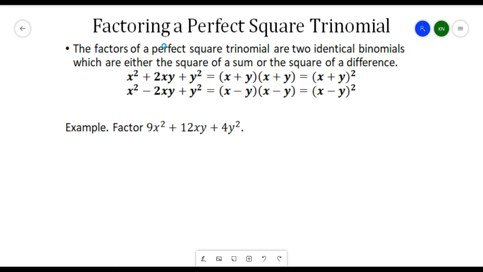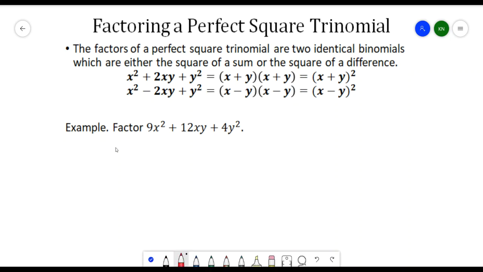So now we will be discussing factoring of a perfect square trinomial. The factors of a perfect square trinomial are two identical binomials which are either the square of a sum or the square of a difference. So given x squared plus 2xy plus y squared, this is equivalent to a factor of x plus y multiplied by x plus y, or simply the square of x plus y.